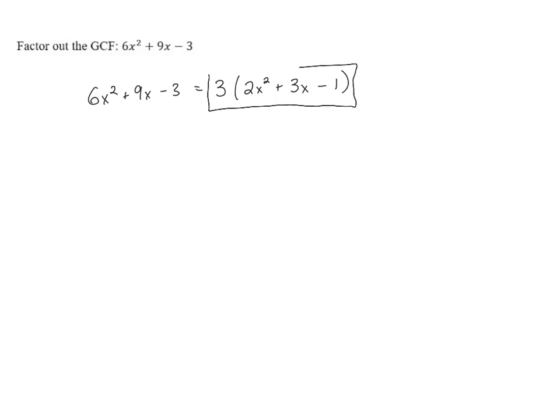That means that our final answer is 3 times the quantity 2x squared plus 3x minus 1.